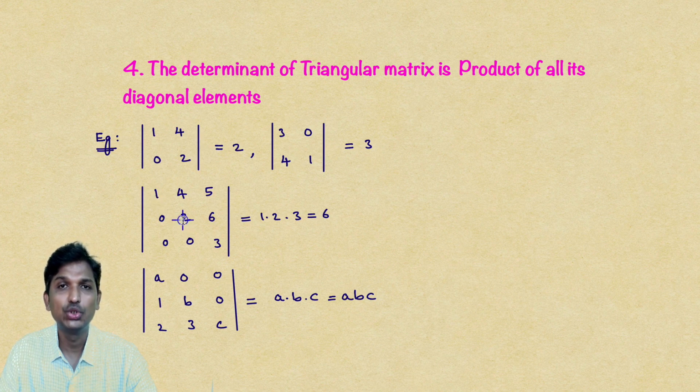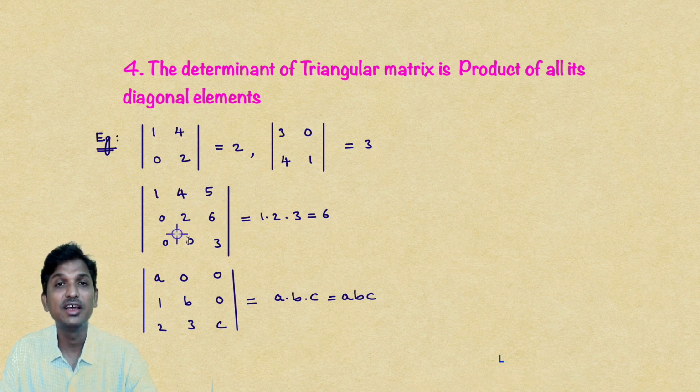So 1 into 2 into 3. 1 into 2 into 3 is 6. So the determinant of a triangular matrix is the product of all its diagonal elements. This is one of the important properties. While doing the problems, if you identify that it is the determinant of a triangular matrix, directly we can write the product of all its diagonals as its determinant value.